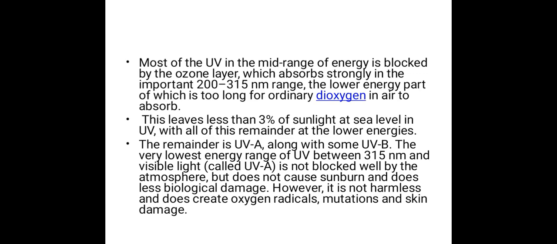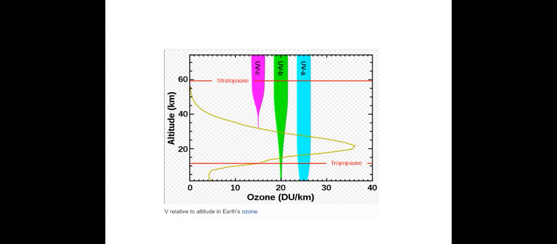This leaves less than 3% of sunlight at sea level in UV, with all of its remainder at the lower energies. The remainder is UVA along with some UVB. The very longest energy range of UV between 315 nm and visible light, called UVA, is not blocked very well by the atmosphere but does not cause sunburn and does not bring any biological damage. However, it is not harmless and does create oxygen radicals, mutations, and skin damage.